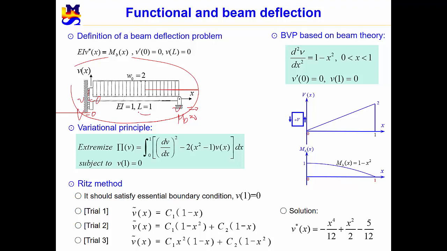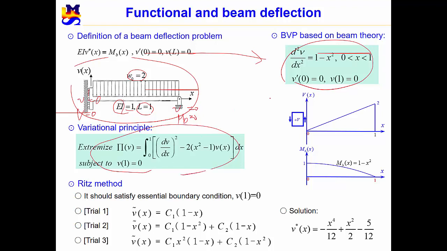We assume that the length L equals 1, w0 equals 2, and flexural rigidity equals 1. Then the boundary value problem is summarized like this, and its corresponding variational principle can be stated like this. It is very interesting to note that the natural boundary condition disappeared in this variational principle. It's very curious.